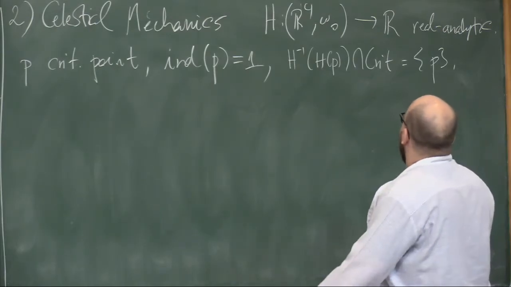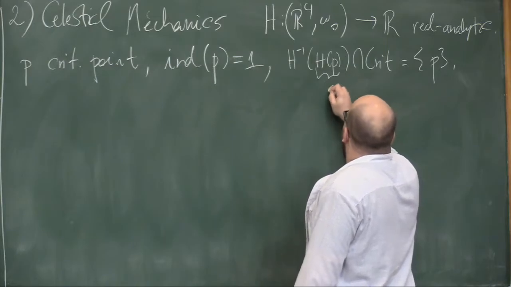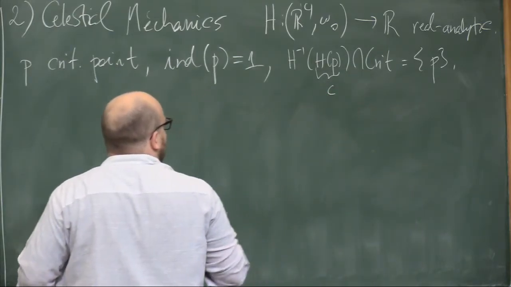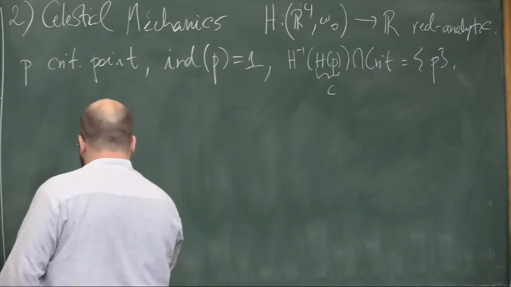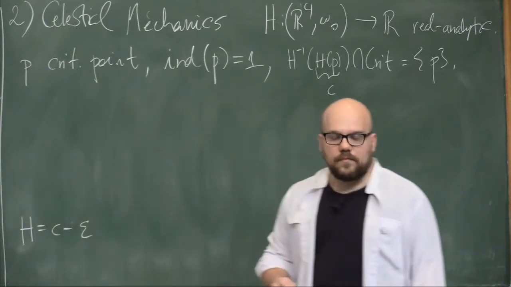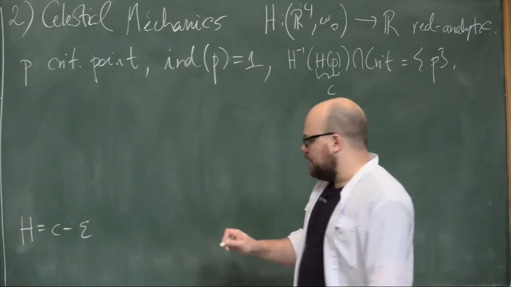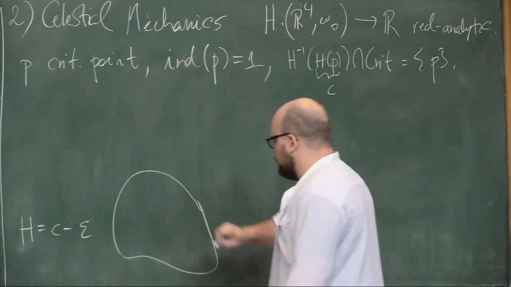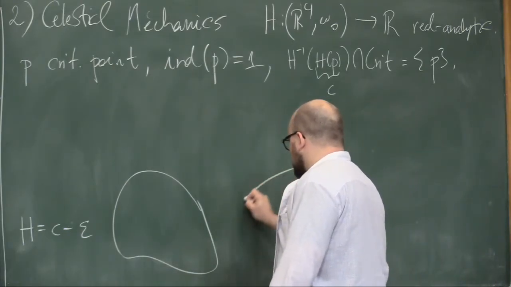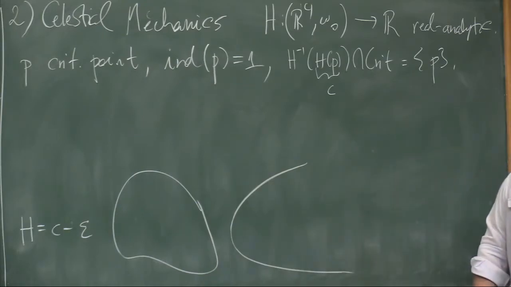All right. So let's say the critical value is C, and then let's look at what happens. Let's suppose that at level C minus epsilon, you have some connected component of the energy level, which is diffeomorphic to S3. And perhaps you have other components, maybe non-compact ones, right?